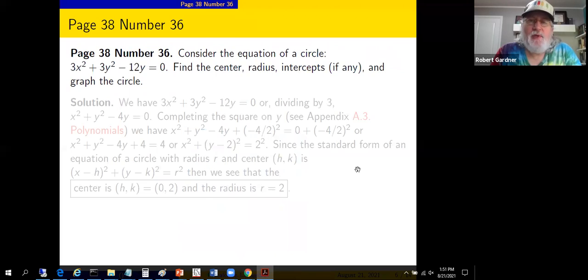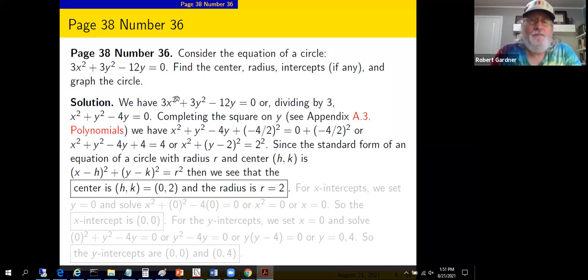Another one to illustrate these ideas. Here's an equation. It says of a circle, doesn't look like circles, not in standard form at least. Find the center, radius, intercepts, and graph it. So same instructions as in the previous example, but the equation's a bit messier. All right, let's put it in general form. No, I'm sorry, in standard form.